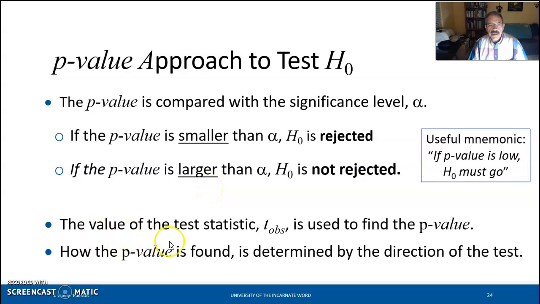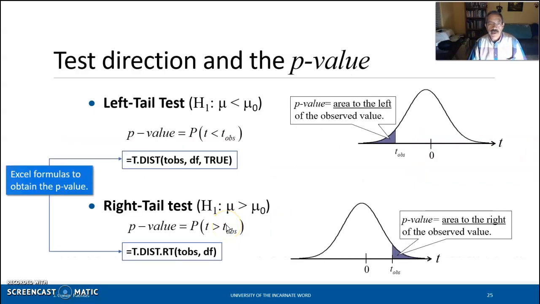All right, the value of the test statistic, t observed, is used to find the p-value. So the p-value is defined by the calculated value of the test statistic. And how the p-value is found is determined, again, by the direction of the test. So if we have a left tail test, then the p-value is the probability to the left of the calculated test statistic. And again, I put the Excel formulas here so you can calculate the exact p-value.